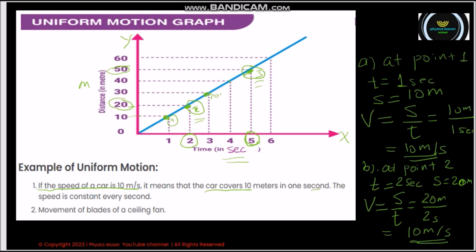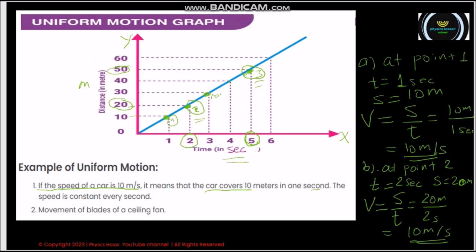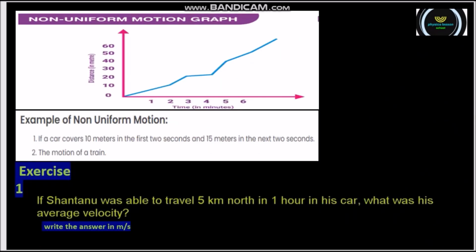What's next? The next point is non-uniform motion. In non-uniform motion, in general, the speed or the velocity is not constant.